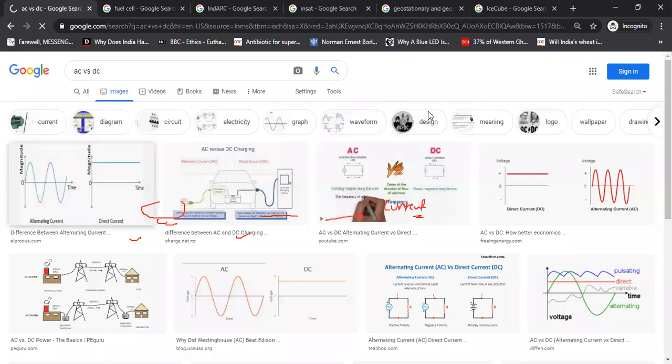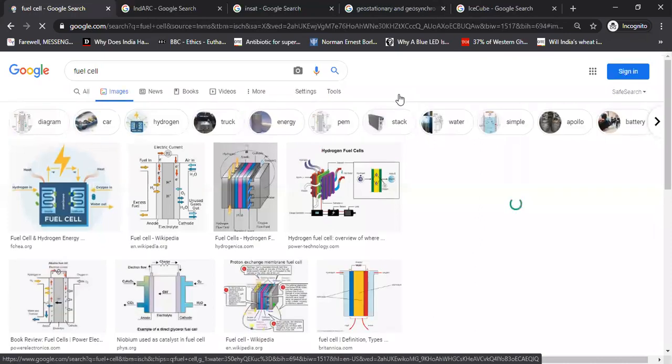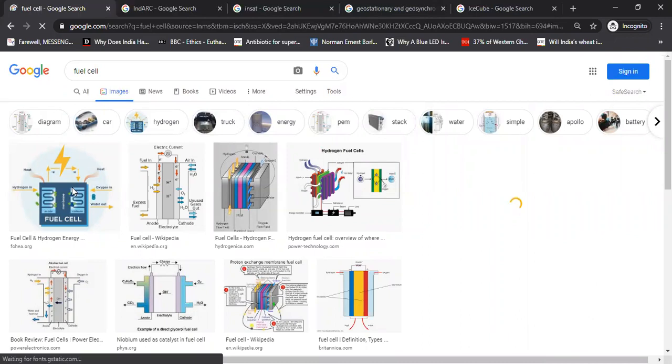Just a second. When you see certain diagrams, they remain etched in your memory for a longer period of time, unlike when you read only the theory part. That's why our focus is to see as many diagrams as we can. It helps us in more ways than one. If you see this particular diagram, I don't know whether it is visible or not.